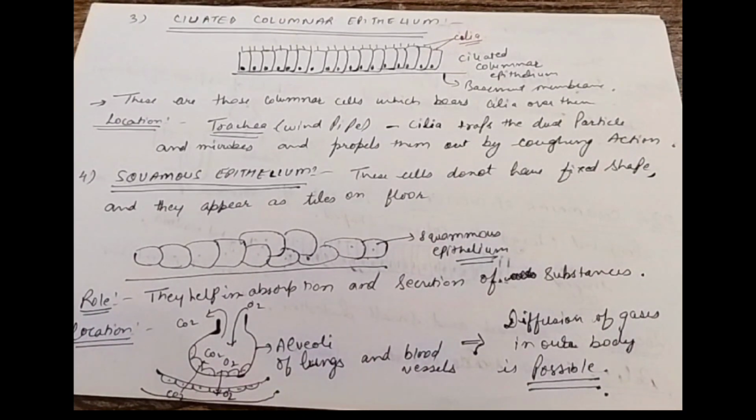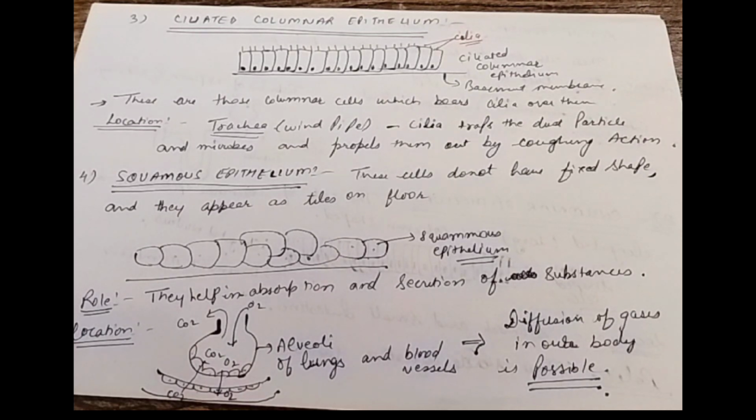Ciliated columnar epithelium. These are column-shaped, elongated cells, but they have a special structure over them which is known as cilia. These special ciliated columnar cells are present in the windpipe or trachea. The cilia trap the dust particles and microbes and help in propelling these dust particles out. The propulsion of the dust particles out by the ciliated columnar epithelium leads to a coughing action, and hence we get rid of the infectious particles because of the ciliated columnar epithelium.